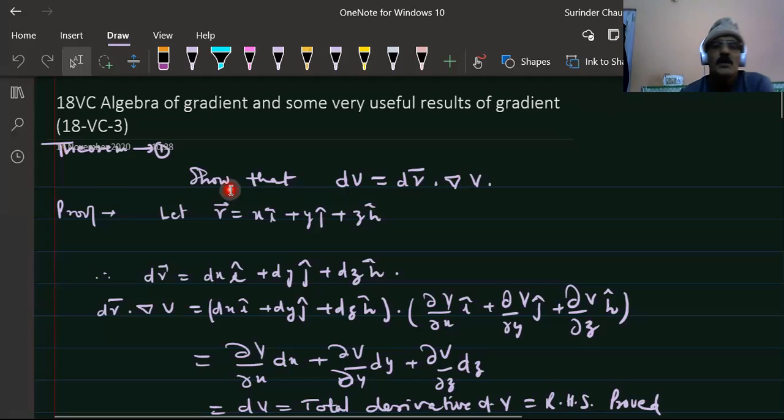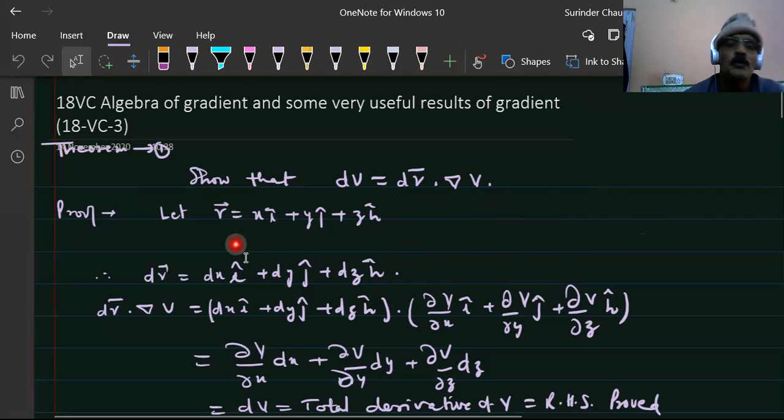Hello students, in this lecture we'll try some more theorems of the gradient of a function and discuss the algebra of gradient, and also some very important results of gradient which will be used in further study. The first one is: show that the total derivative dv is equal to the total derivative dr vector dot the gradient of v vector.